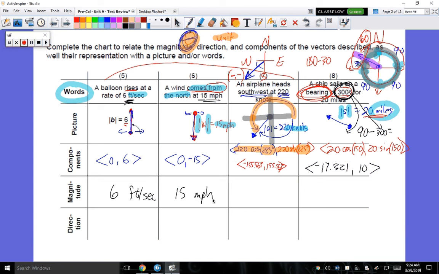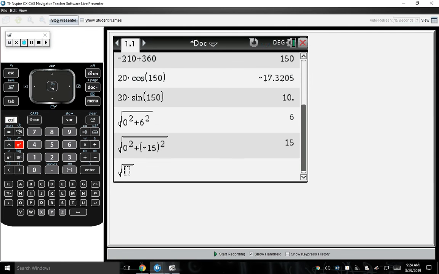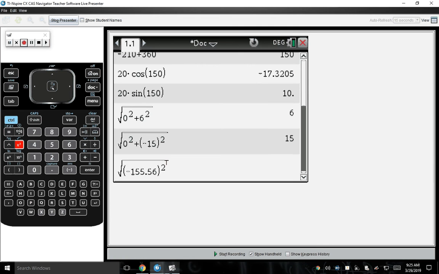And if you're seeing the pattern here, this should be the 220 knots that they said in the words, and this should be the 20 miles. But if you needed to make sure, you would just do, again, the square root of a squared plus b squared and see what you get. Let's go ahead and do that with this last one. We won't do it with both of them, but we'll just do it with one more. So it's going to be the parentheses negative 155, we'll round it a little bit, 56, and then we're going to do the plus the square root of the other one, the negative 155.56.